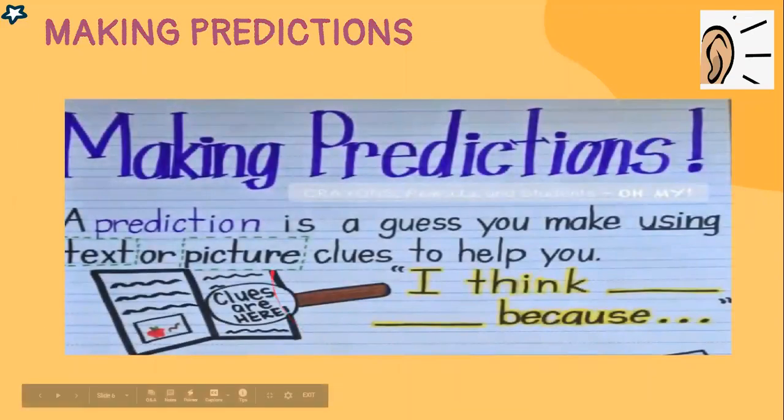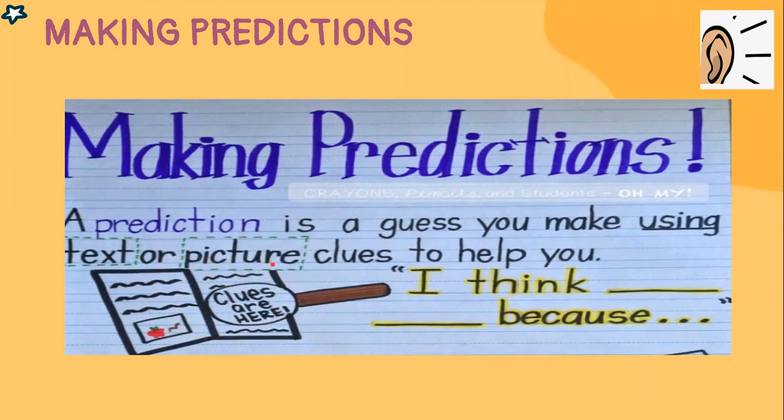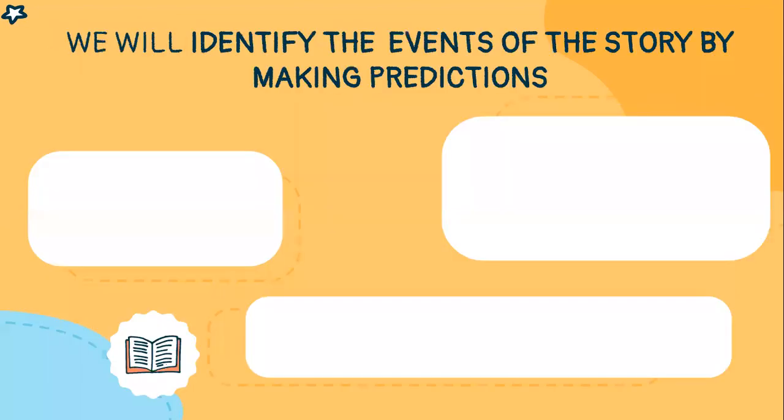What is making predictions, warriors? Predictions means taking a guess, using text or picture clues. By taking clues from the text or picture, we guess what will happen next. What is the sentence starter? I think dash because dash. Whenever in English someone asks a question, we always reply in a sentence. When someone asks you to make a guess or prediction, we reply by saying I think dash because dash.